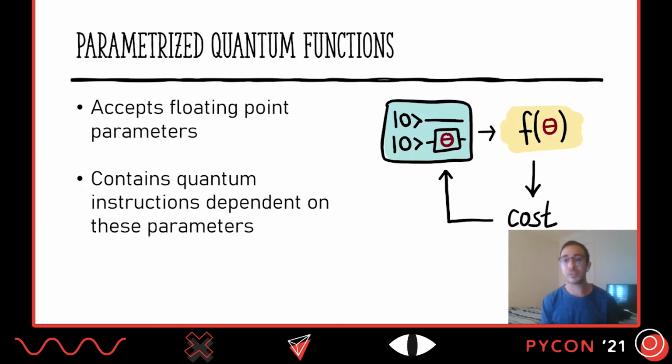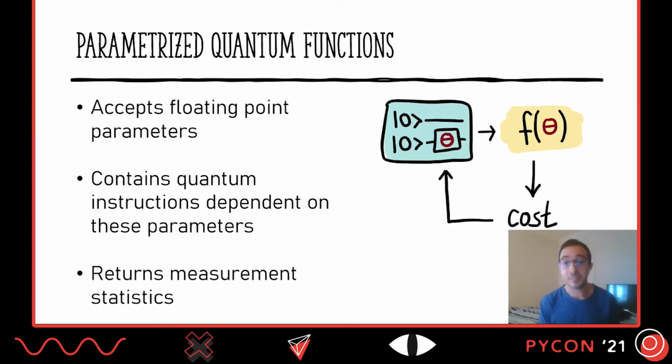Internally, this quantum function will contain quantum instructions dependent on these input parameters that are executed on either a remote hardware device or perhaps a local simulator. And finally, this quantum function will return measurement statistics. So this quantum device will be measured, providing some insight into the probability distribution of this large vector space, and this will be returned. Crucially, this quantum function accepts floating point data and outputs floating point data.